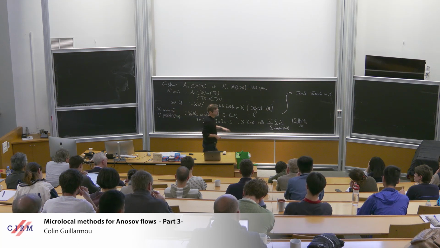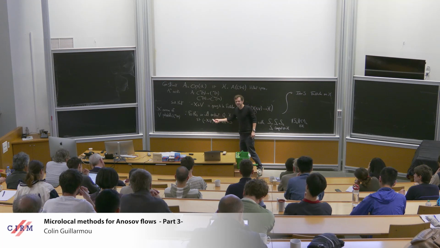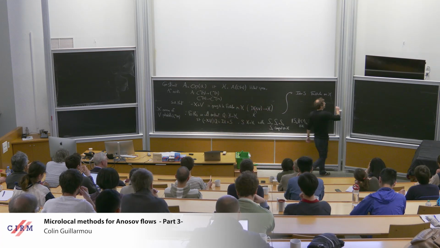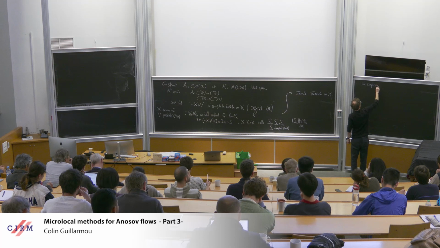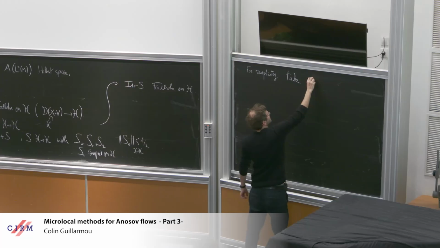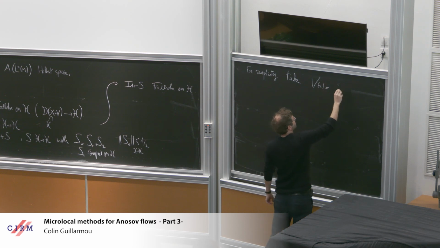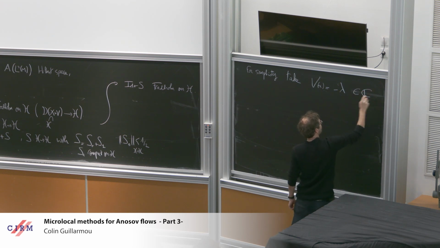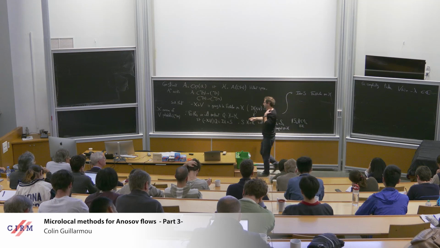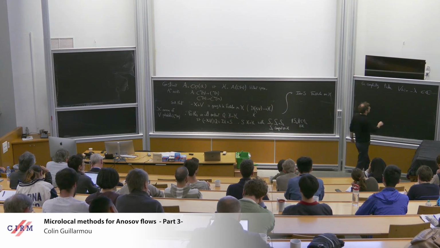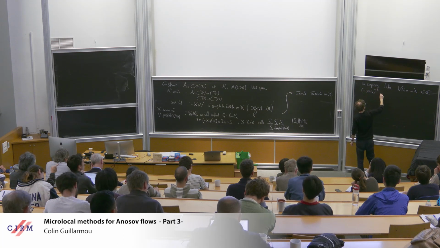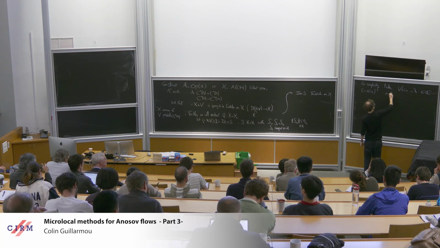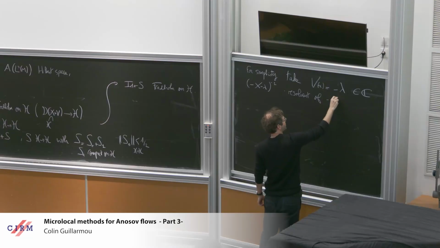Well, first, I want to start with the approximate inverse. So in my proof, for simplicity, I will take V of x to be minus lambda, where lambda is a complex number, times identity, I mean. In that case, minus X minus lambda inverse is what we call the resolvent of X.